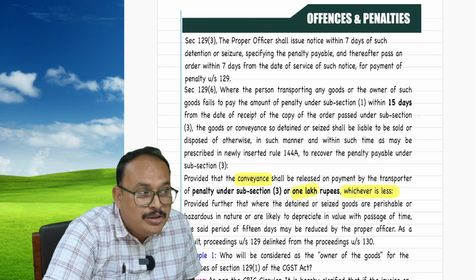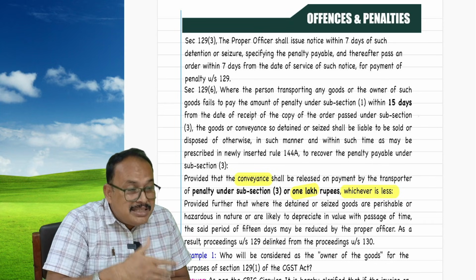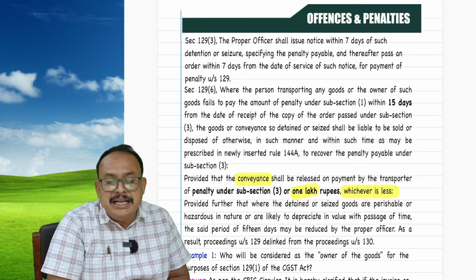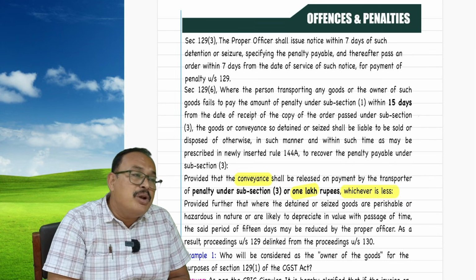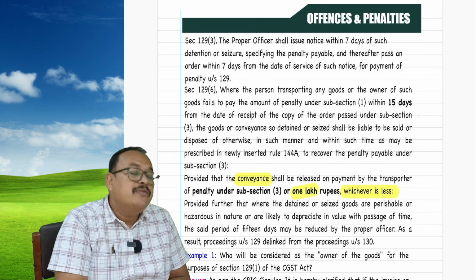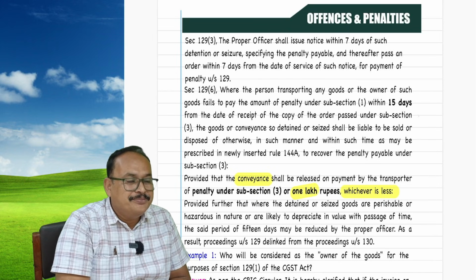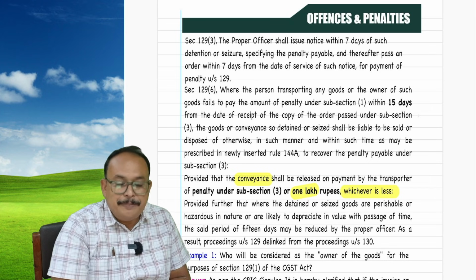Further, coming to this section, what is the penalty on the conveyance, meaning the vehicle owner whose vehicle is also detained and seized? To release the conveyance, the penalty is the penalty leviable as per section 129 or rupees 1 lakh, whichever is less. So the maximum penalty on the conveyance owner is 1 lakh. Is it clear, my dear friends?